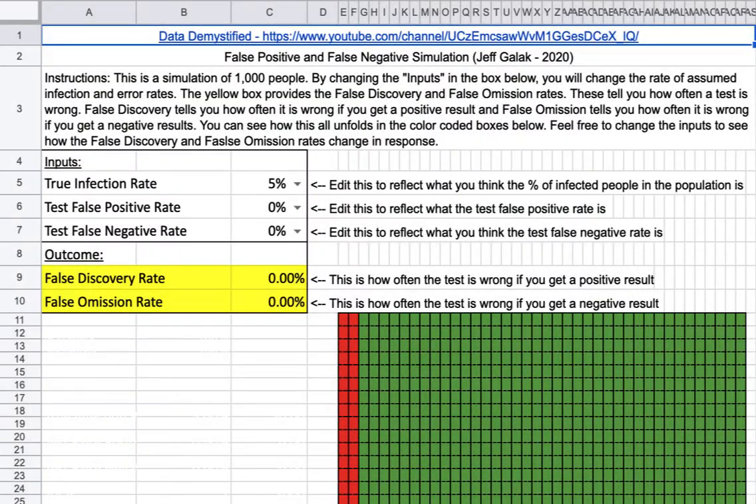Hi, this is Jeff Galak from Data Demystified, and what I'm going to do today is go through a quick demo of this visualization that will help us understand disease test accuracy.